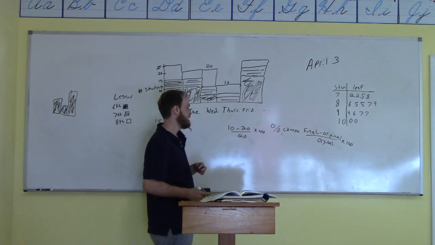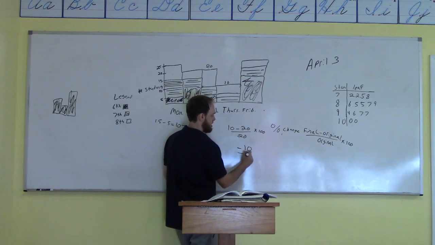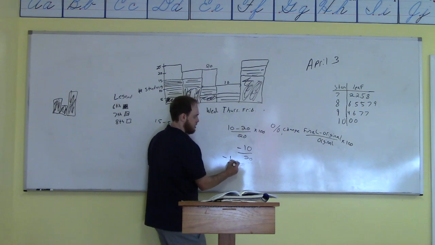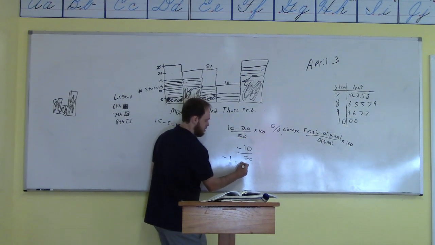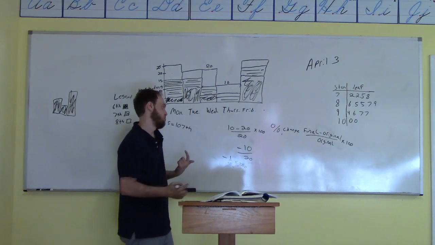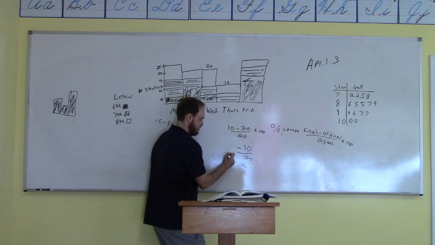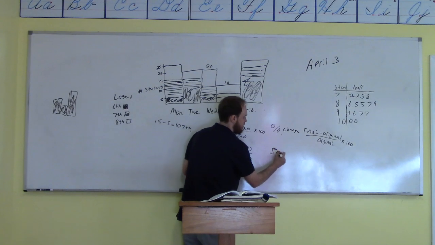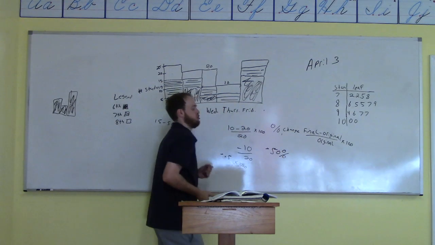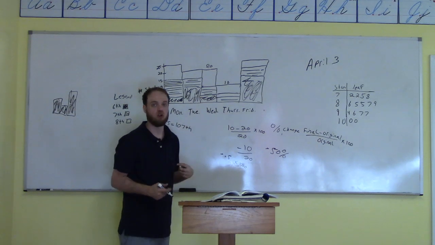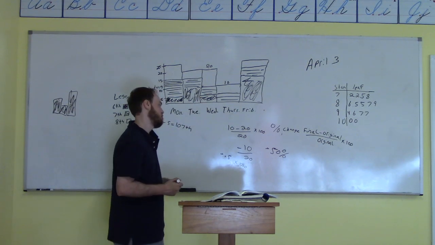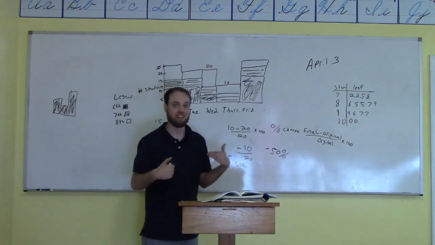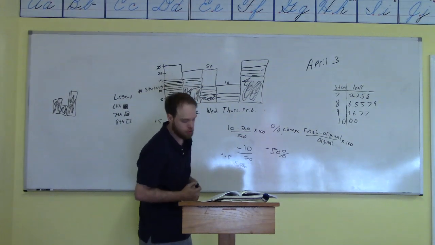So 10 minus 20 is negative 10. Negative 10 divided by 20 would be negative 1/2, or negative 0.5, and then times 100 would give you negative 50%. So it would be a negative 50% change from Wednesday to Thursday. In other words, it went down 50% from where it started. That's how you do it. It's always final minus original, divided by original, times 100. The times 100 just turns it into a percent. And that is your percent of change.